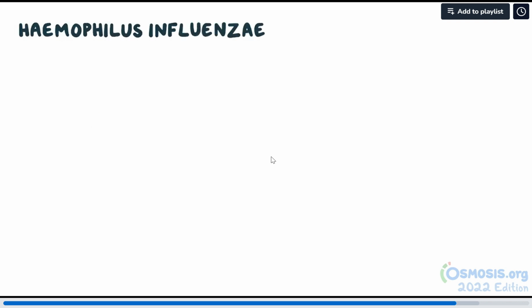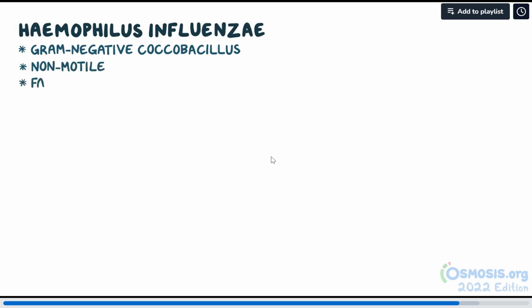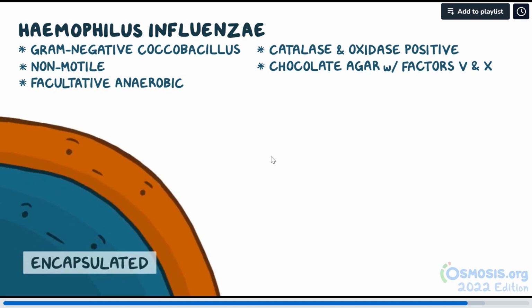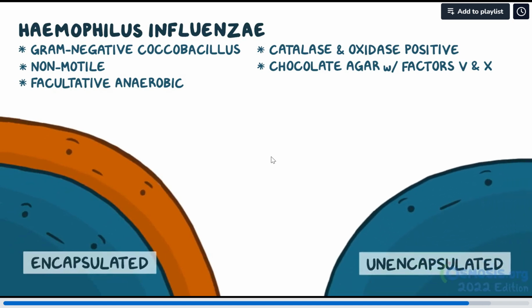Alright, as a quick recap. Haemophilus influenzae is a gram-negative coccobacillus that is non-motile, facultatively anaerobic, catalase and oxidase positive, and grows on chocolate agar with factors 5 and 10. There are two types of Haemophilus influenzae, encapsulated strains and unencapsulated strains.